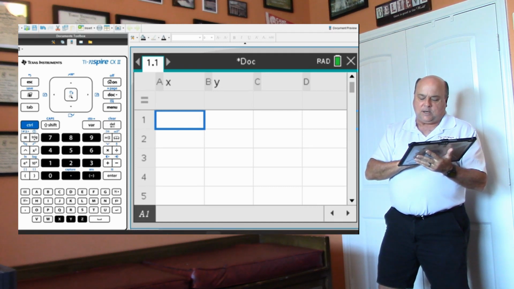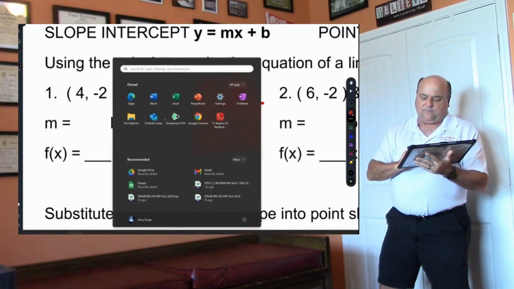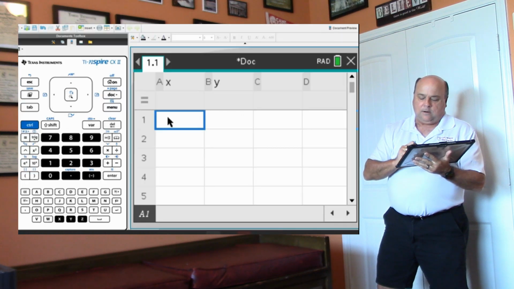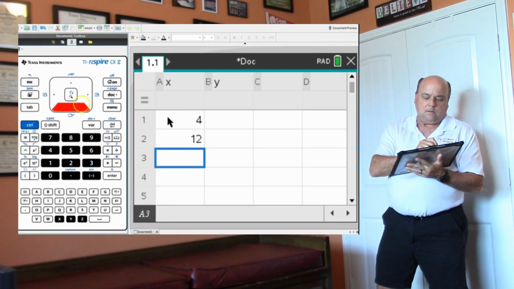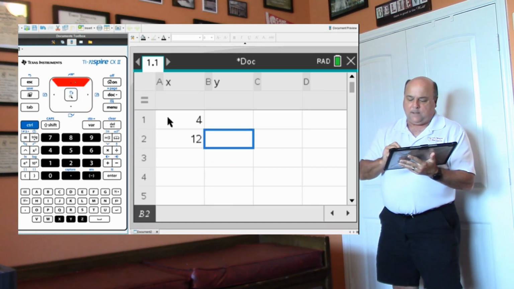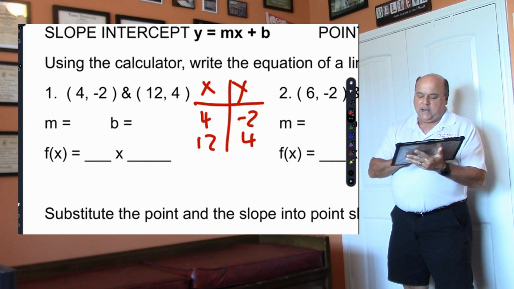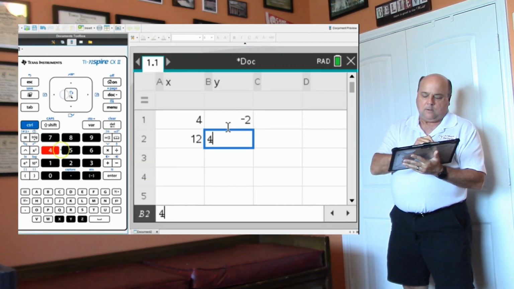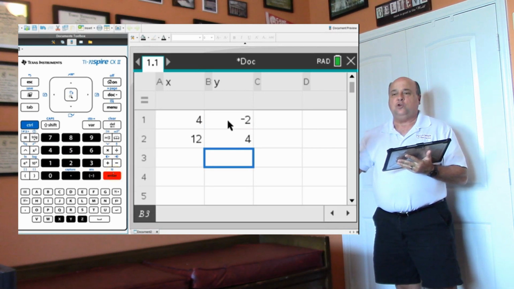In our table, I need 4 and 12. So I'm going to put 4 and 12 in here. Now I need to go up and get my -2 and 4. So -2 and 4. Okay, so I have 4, -2, 12 and 4.